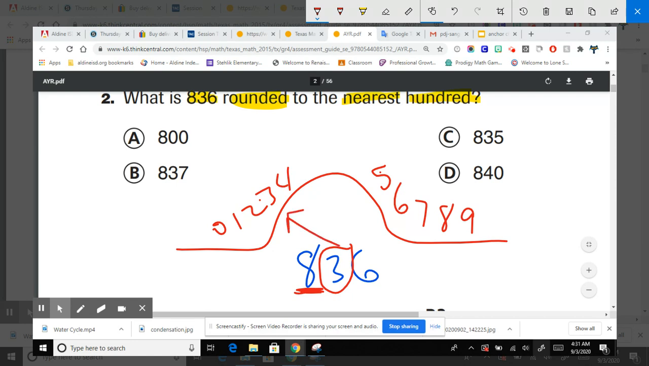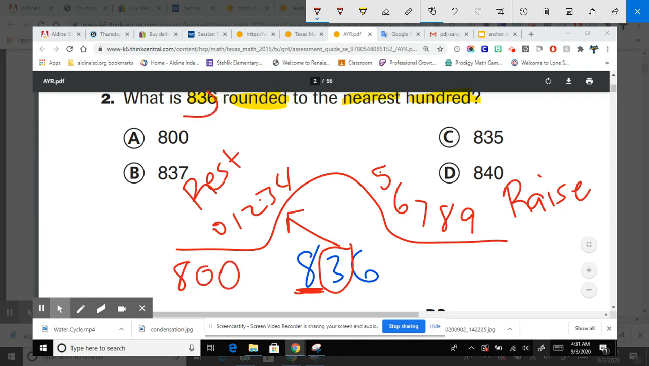So what was the rhyme? 4 or less, let it rest. 5 or more, raise the score. Okay, so it is 4 or less, we're going to let it rest. The 8 stays, you're going to let it rest, you're going to leave it alone, and everything else becomes a 0. So 836 rounded to the nearest 100 is 800.